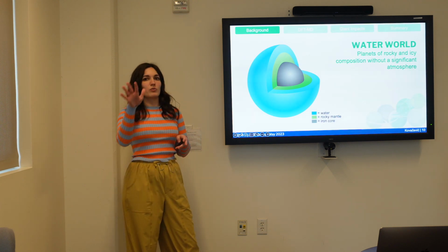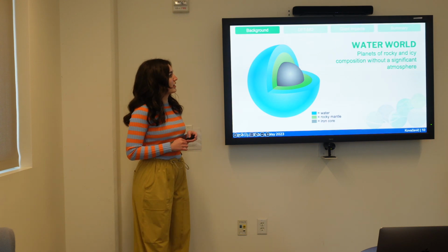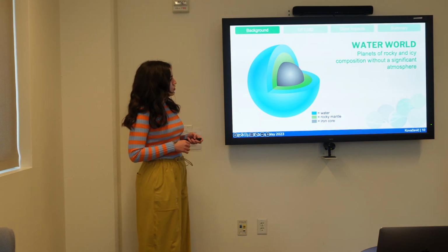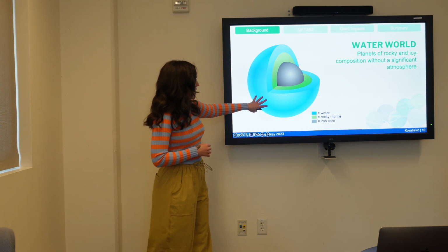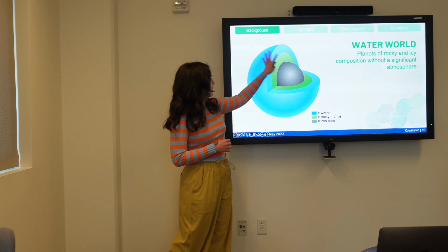Let me define what we mean by water world before I get into it. So they're going to be planets of rocky and icy composition without a significant atmosphere. So here's an example of a water world I have. It's going to have an iron core, a rocky mantle, and this huge water layer overlaid.